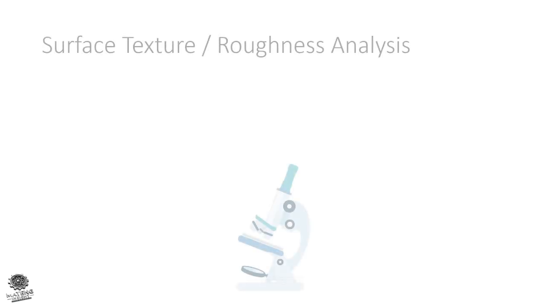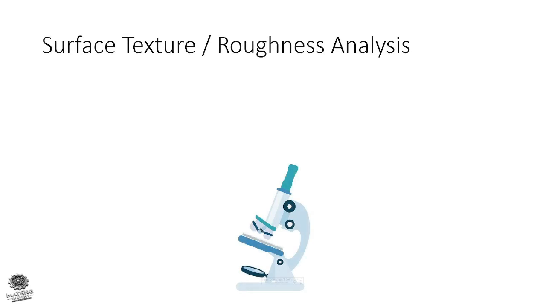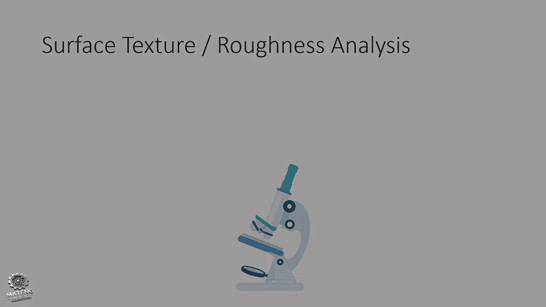Surface texture and roughness analysis. Surface texture analysis quantifies the microgeometry of a surface to assess machining quality, microscratches, and wear patterns. Instruments are usually contact profilometers, optical profilometers, optical or SEM microscopes, or 3D optical scanners.